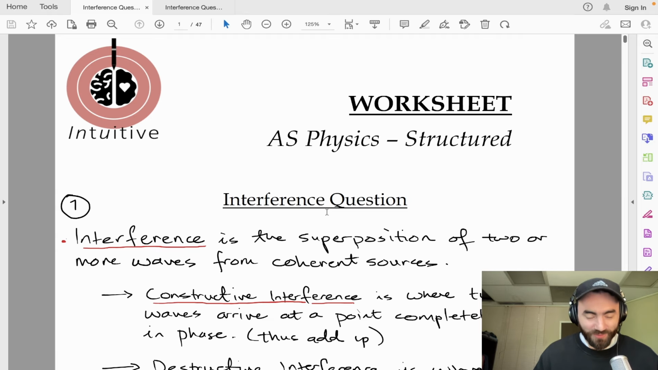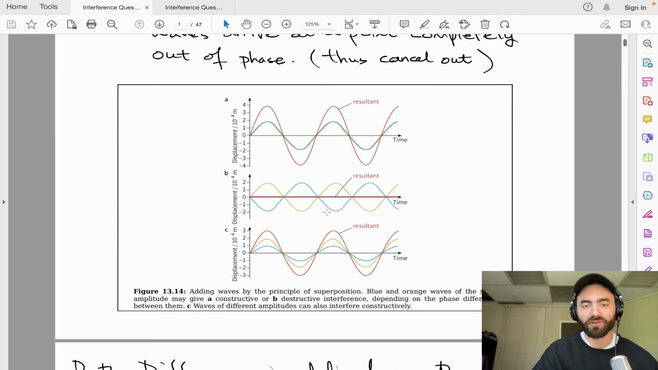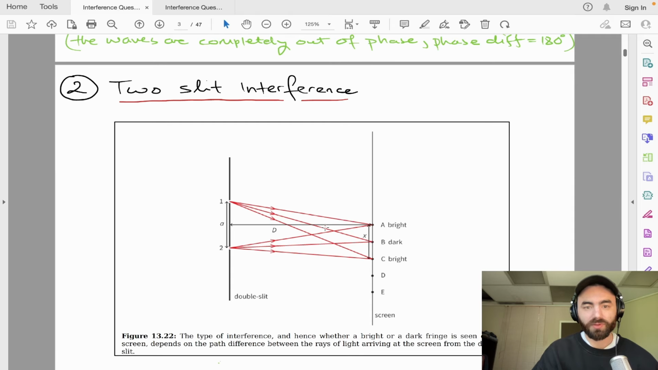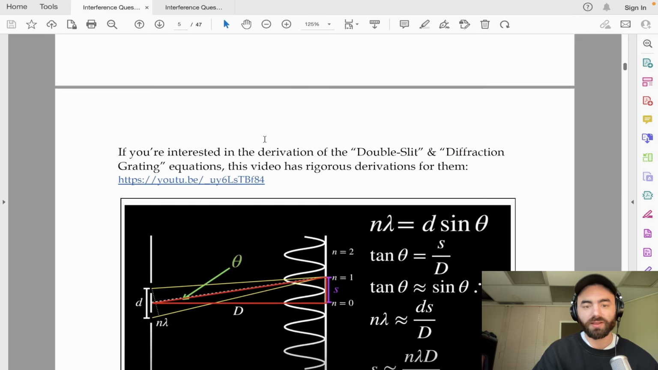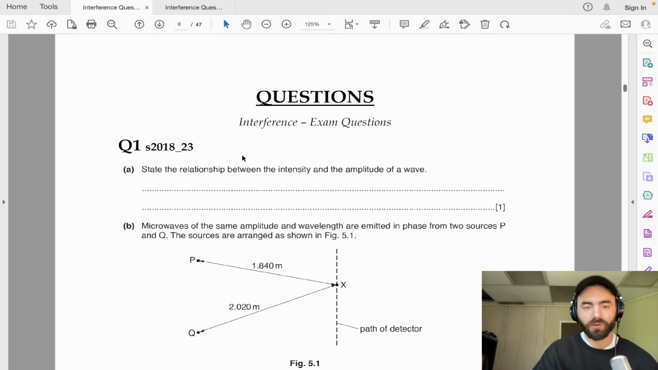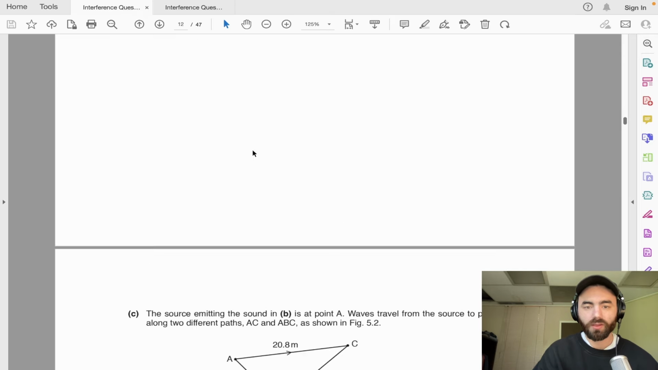I have made a worksheet for you covering all the content to do with interference. Go through this in a second. We'll be dealing with slit interference and also diffraction gratings, and finally polarization. I'll go through the theory in a minute, but here are the exam questions organized for you in this worksheet.